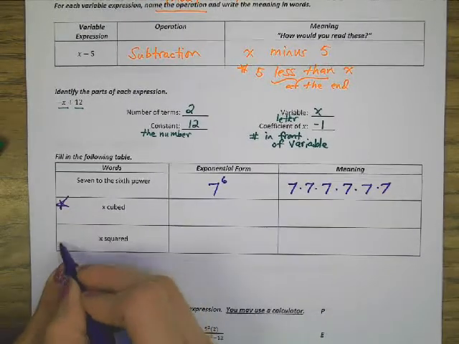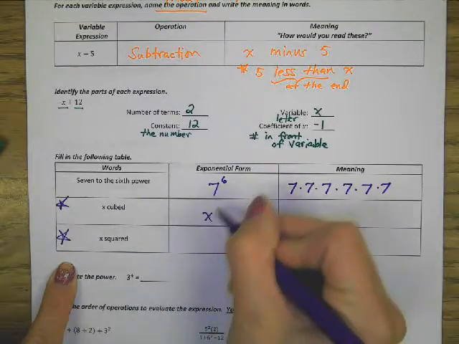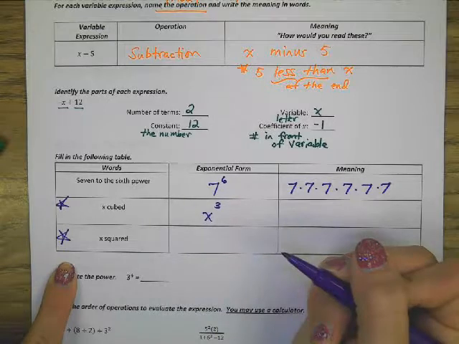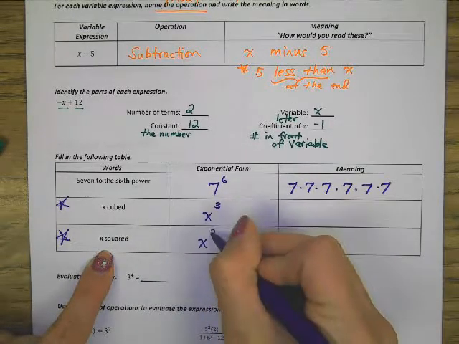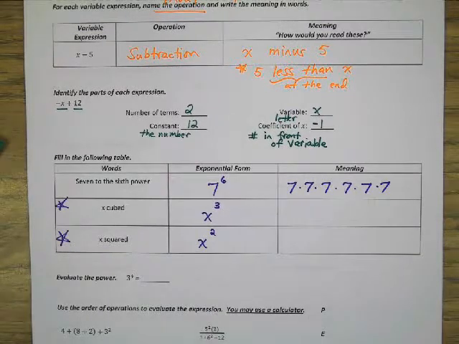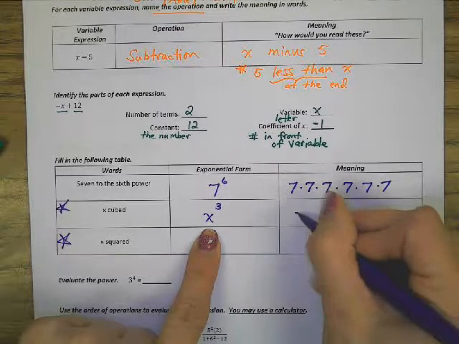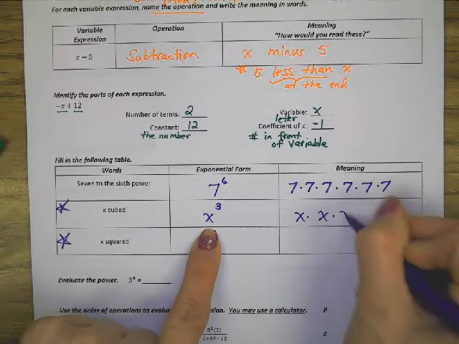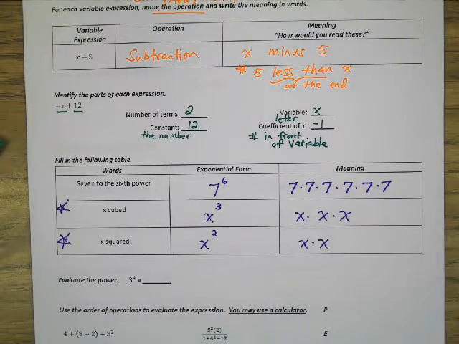Let's put stars by everything you need to study. Okay, x cubed means x to the power of 3. And squared means x to the power of 2. We have to make sure we study those. What does that mean? If it's cubed and the power is 3, that means x times x times x. Squared just means x times x, 2 times.